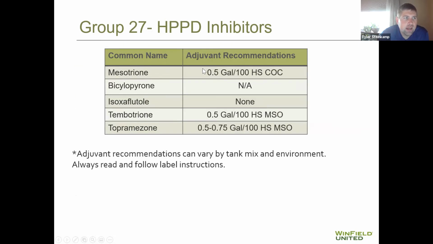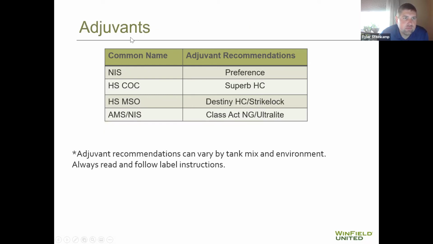As far as recommendations for adjuvants, most of them are going to either require an MSO or a COC. Isoxaflutole, the reason there's none there is that most of that's going out as a pre. If you do expect burndown activity on that, you're going to need some sort of oil in that as well. Okay, here's your adjuvants.